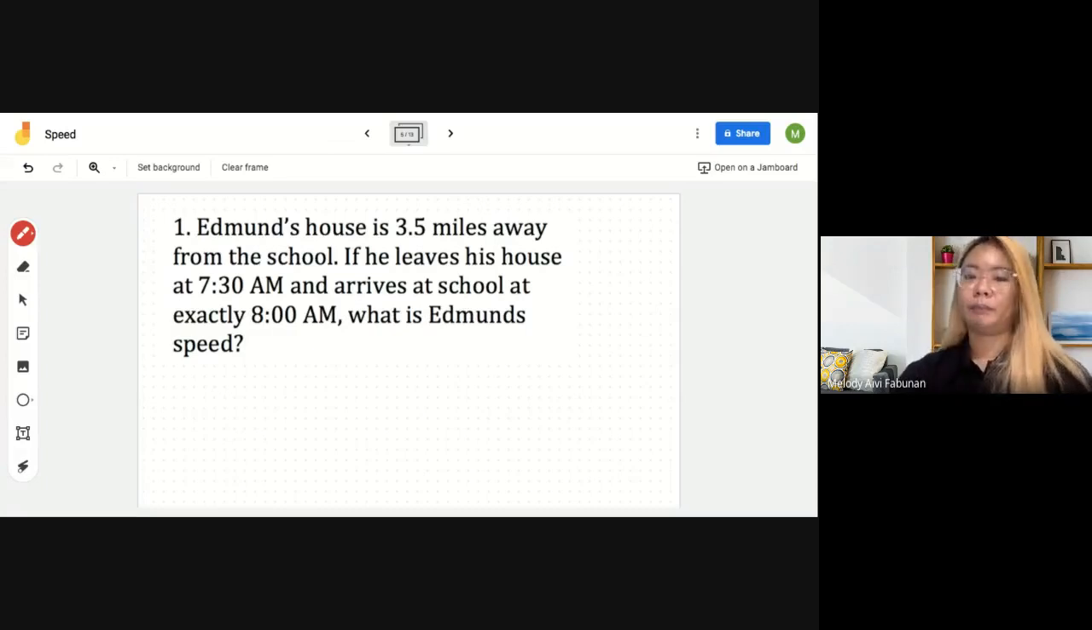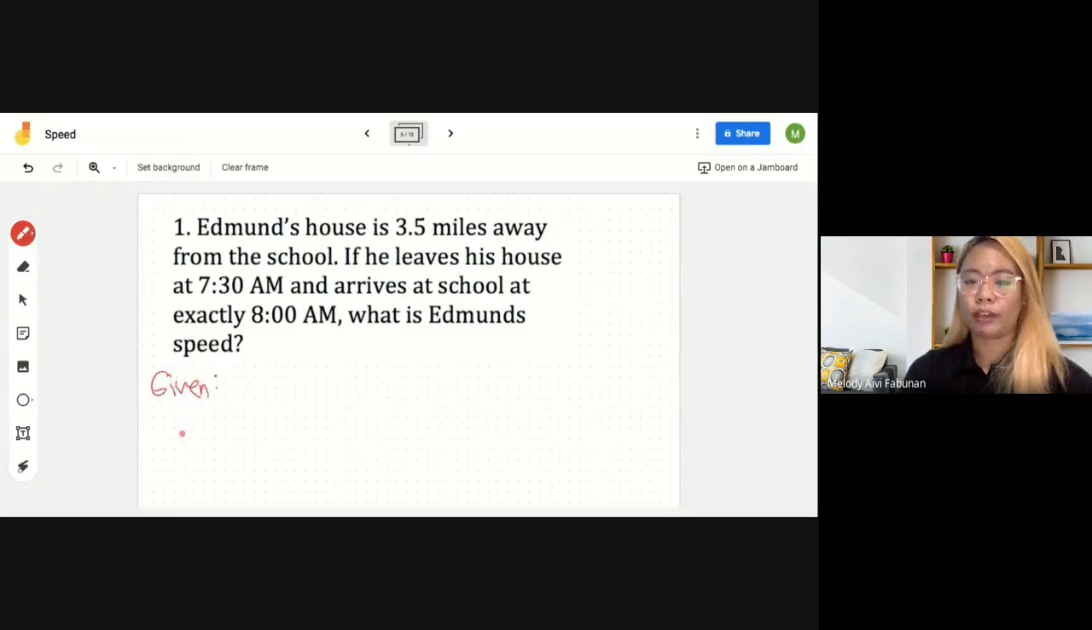Okay? So in the first situation, it says here that Edmond's house is 3.5 miles away from the school. If he leaves his house at 7:30 in the morning and arrives at school at exactly 8 in the morning, what is Edmond's speed? So this time, let's identify first our given.